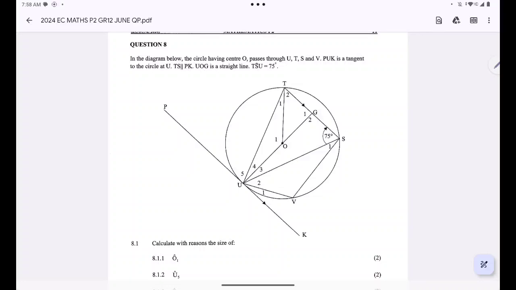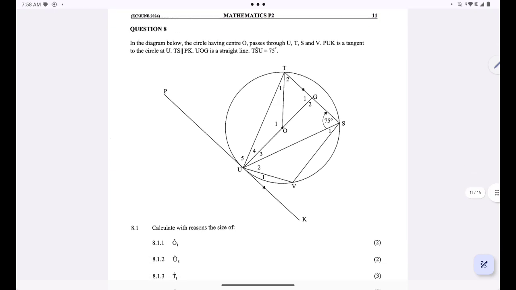Hello everyone, I'm about to do question 8 from the 2024 June Common Test, which was written in the province of Eastern Cape. This video will mainly focus on Euclidean geometry. So I'll do question 8, 9 and 10. Okay, let's work on question 8.